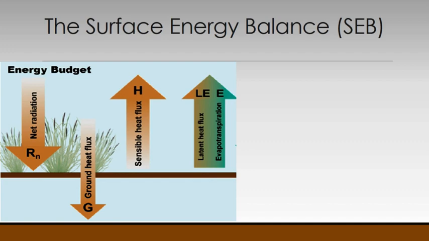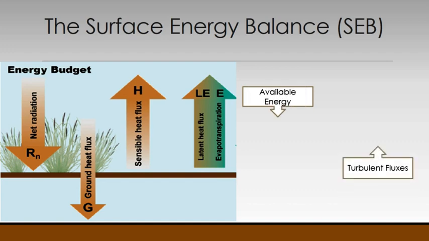In an equation, the available energy at the surface is given by the equation outlined here: Rn minus G can be partitioned into the turbulent fluxes you see to the right of the equation, which are sensible and latent heat flux. These are both usually positive in the upward direction from the surface, and G is positive in the downward direction, going away from the surface.